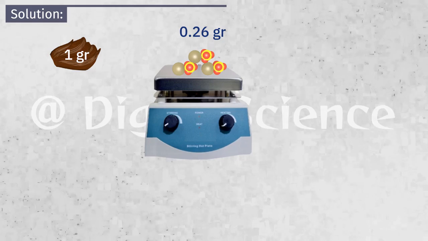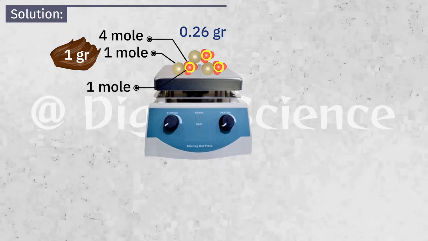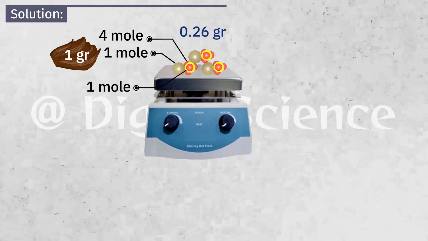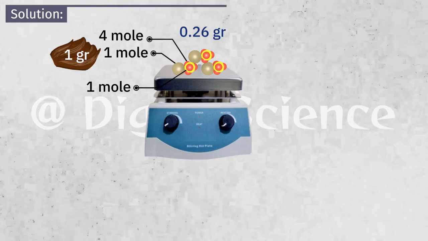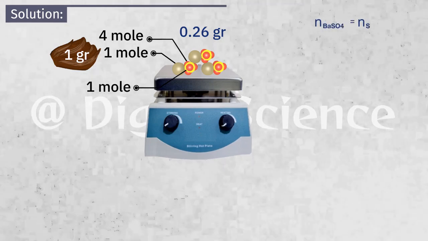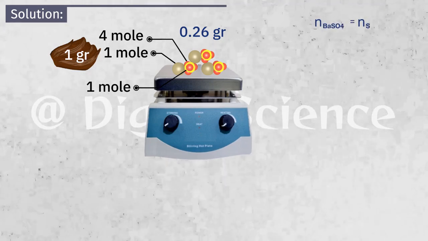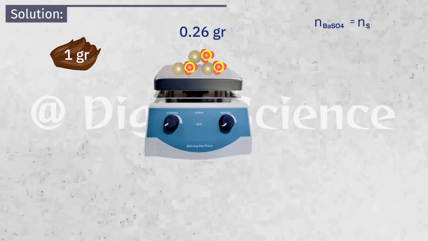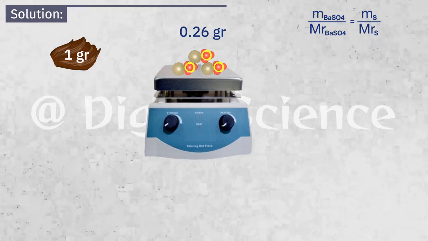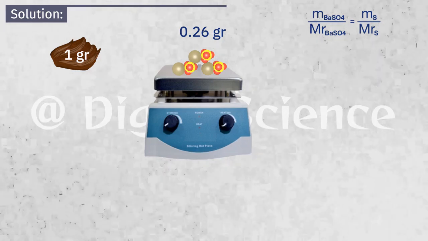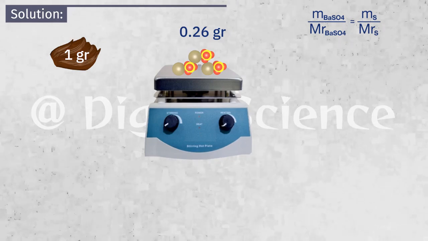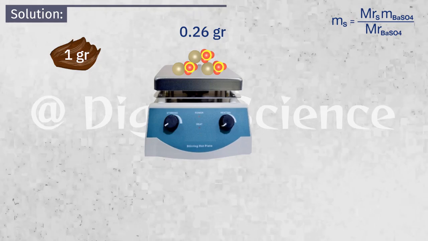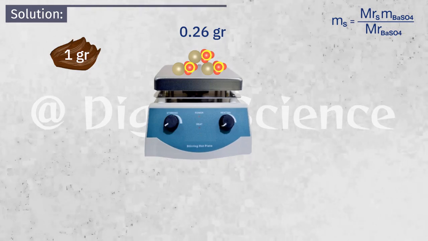In 1 mole of barium sulfate, there is 1 mole of barium, 1 mole of sulfur, and 4 moles of oxygen. So 1 mole of barium sulfate is equal to 1 mole of sulfur. This is correct. The mole value is the mass of the substance divided by the molar mass of the substance. From here, the mass of sulfur is equal to the molar mass of sulfur times the mass of barium sulfate divided by the molar mass of barium sulfate.